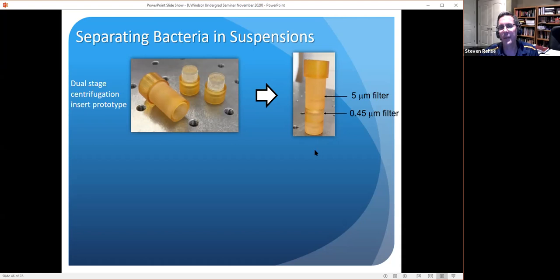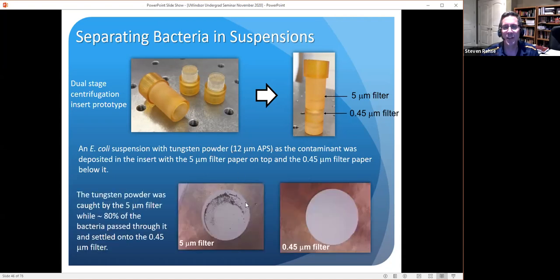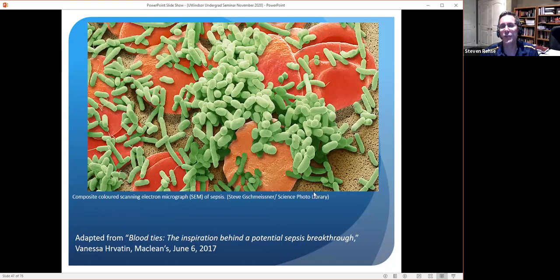through to the bottom. And this was tested with tungsten powder because we just wanted to test it with something easy. And we put tungsten in there, and sure enough, the tungsten, which is about 12 micron, was all caught on the 5 micron filter. None of it passed through to the 0.45 micron filter. And there was bacteria mixed with the tungsten, and about 80% of the bacteria did make it through that first filter to get collected on here, and we were able to shoot it. Worked great.